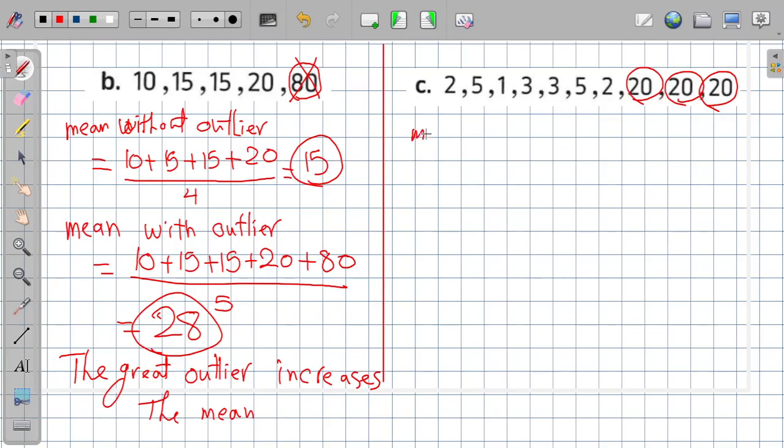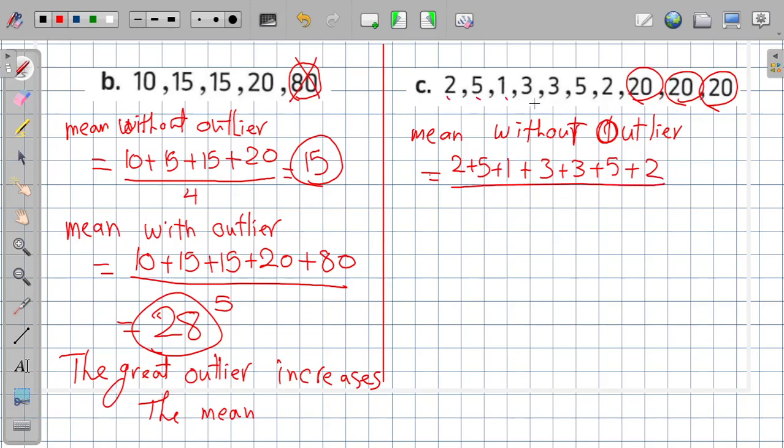So first I will find the mean without the outliers. It will be 2 plus 5 plus 1 plus 3 plus 3 plus 5 plus 2, and all of these divided by 1, 2, 3, 4, 5, 6, 7. So divided by 7. So 2 plus 5 plus 1 equals 8. 8 plus 3 equals 11. 11 plus 3 equals 14. And 14 plus 7 equals 21. So it will be 21 divided by 7, so the mean will be equal to 3. Okay.